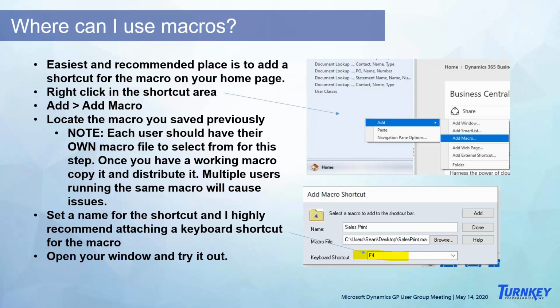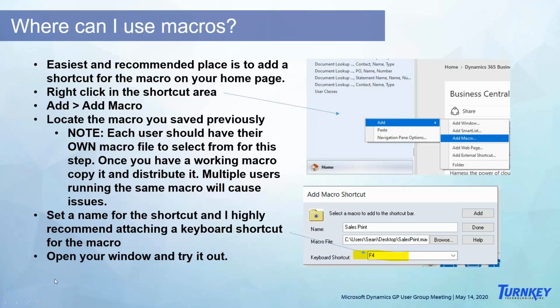As we add that shortcut, just give it a name and point to wherever you saved the macro file, whether it's the location that you chose after you recorded or wherever you moved it to. And then once you get done with that, you just fire it off and see how the macro works for you. I find that the shortcuts are the easiest way to run a macro.